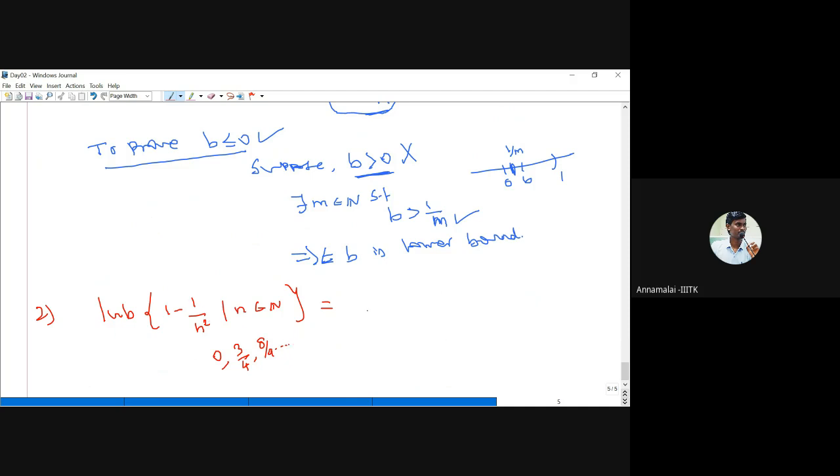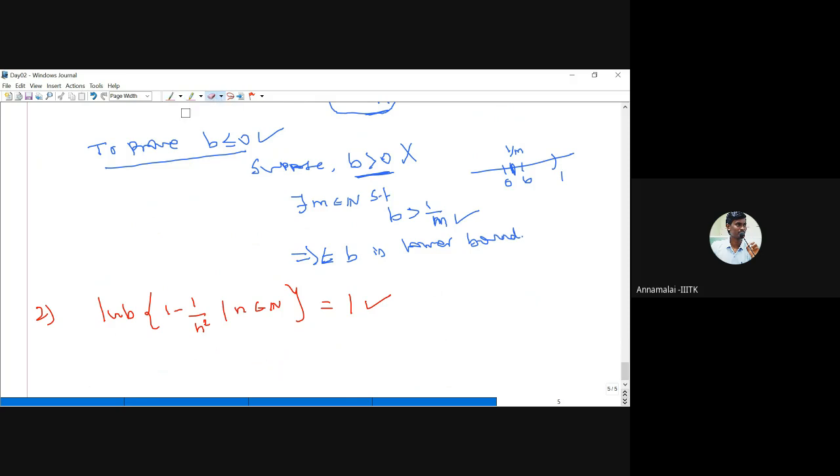So we know that actually the answer is 1. But we have to prove that the LUB is 1. First we have to prove that 1 is an upper bound, and then if we take some other upper bound, we have to prove that 1 is smaller than that upper bound.